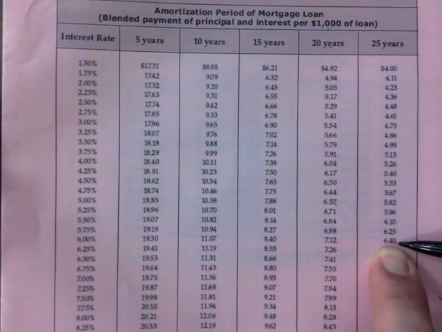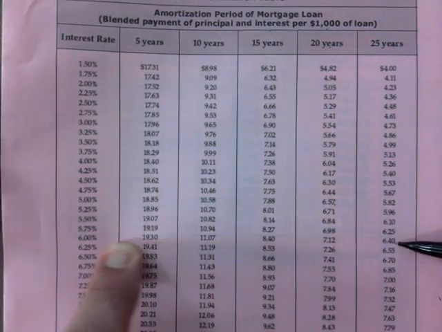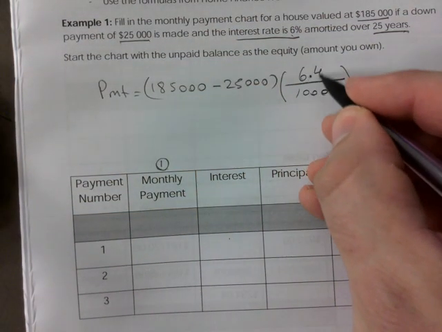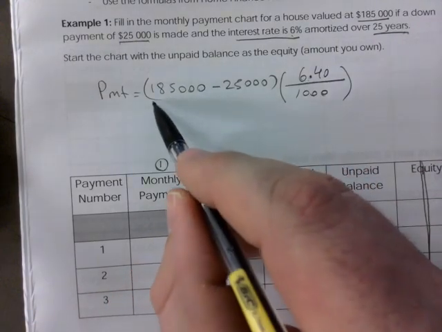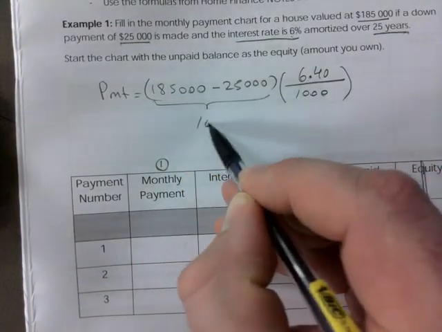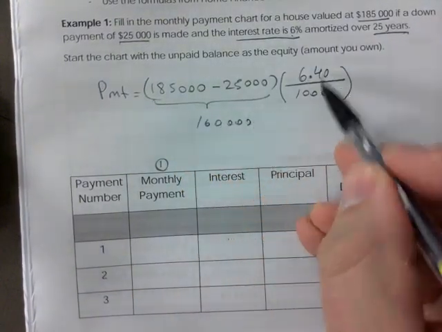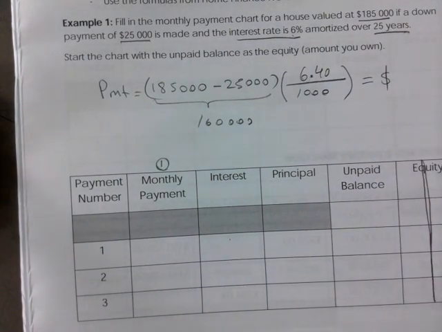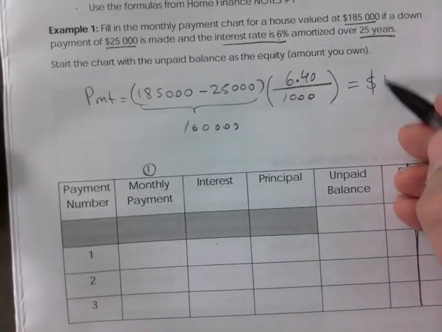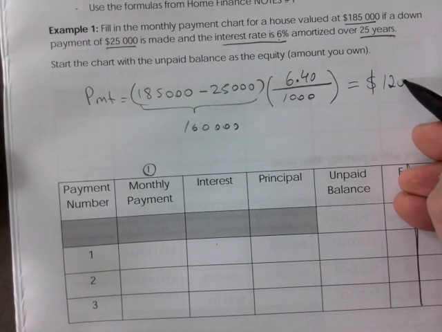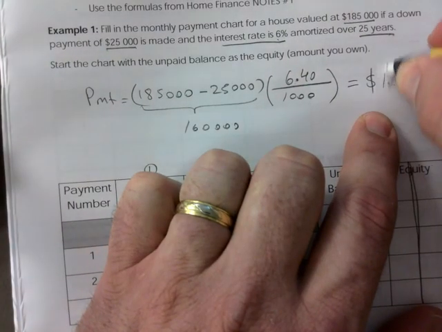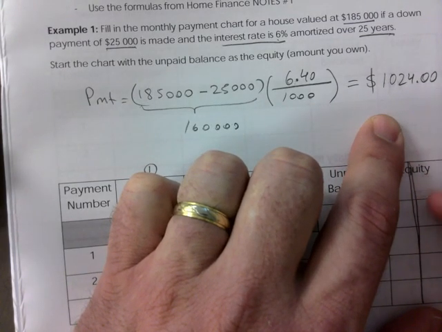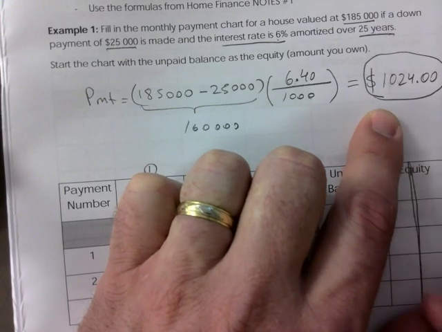640. That's what I have. I'm just going to double check. Yeah, 640 is the rate that I need to plug in there. 160,000 times that divided by 1,000. I'm just going to give you the answer here because I know you know how to do that. No, sorry. 1,024. That is what it is per month.